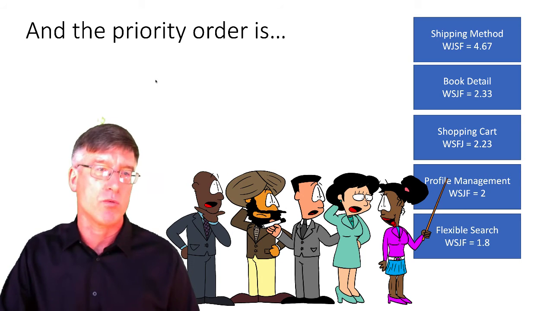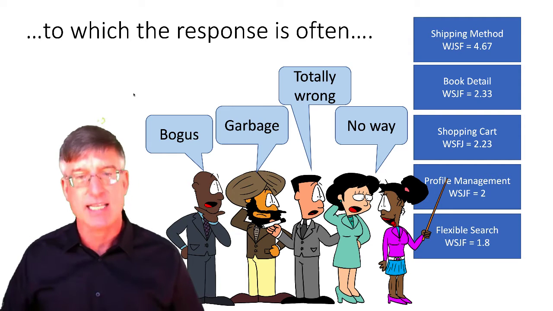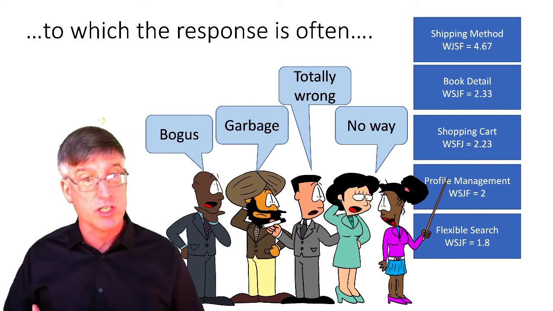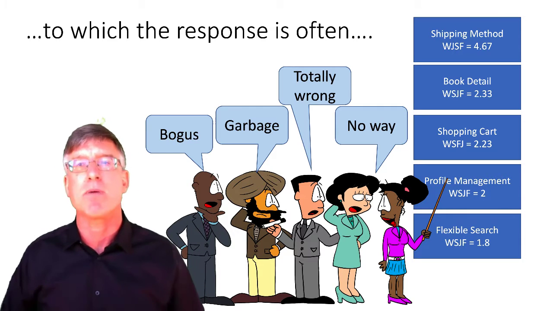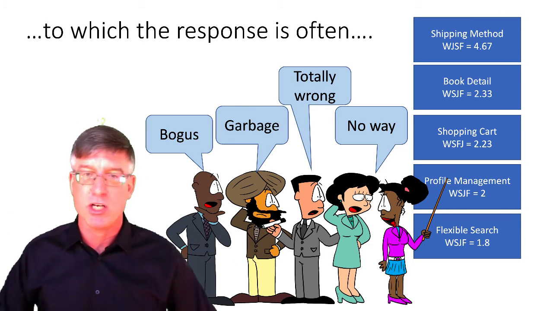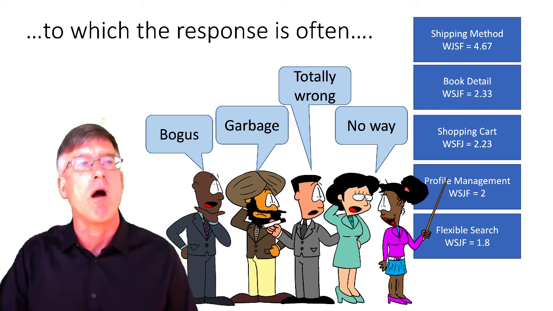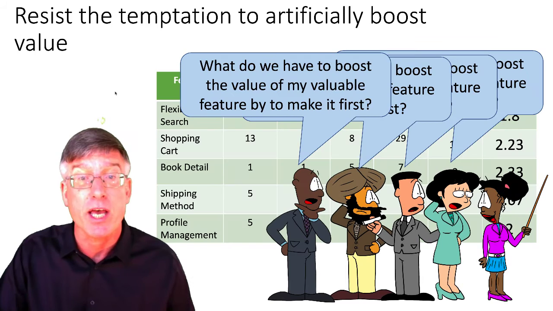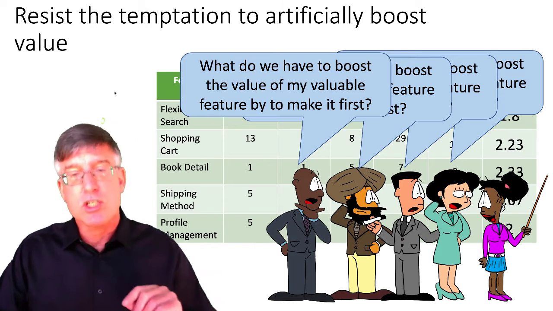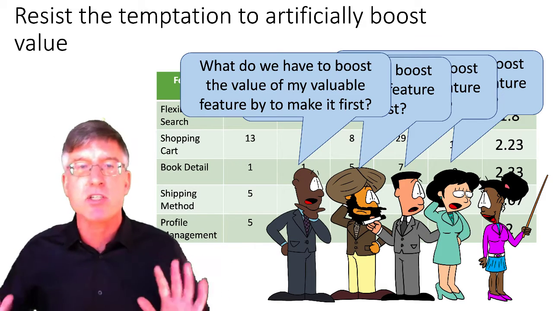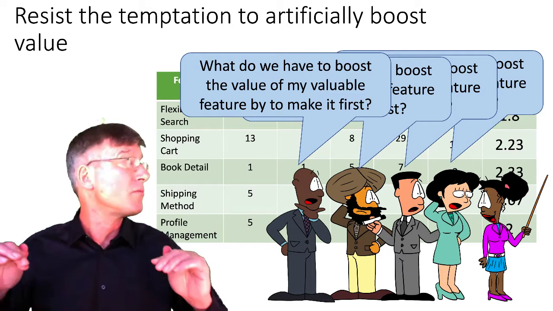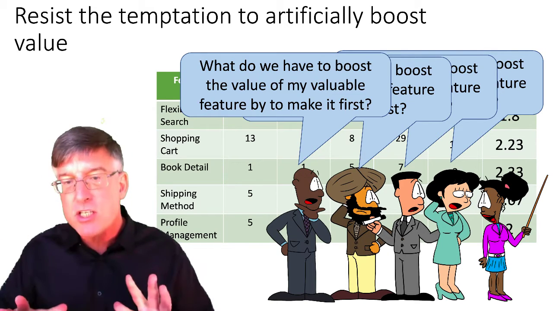What do you think, of course, the reaction is? Likely. And believe it or not, when I've done this exercise, this is almost usually the reaction. What the bleep? No way. This is garbage, bogus, totally wrong. So what do we do? Okay. This is the first temptation. Everybody's going to say, well, what do I got to do to boost the value of my valuable feature to make it first?